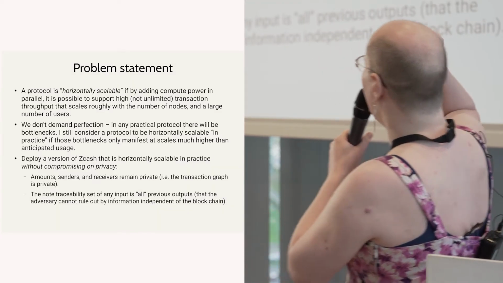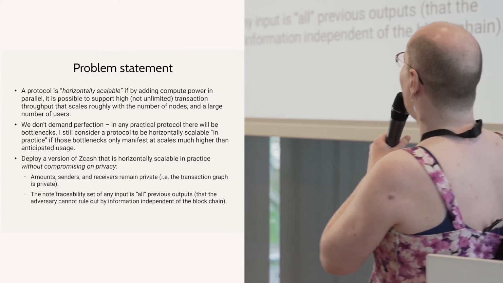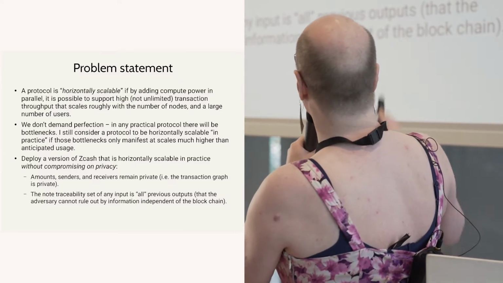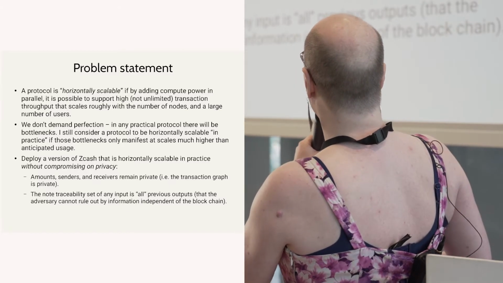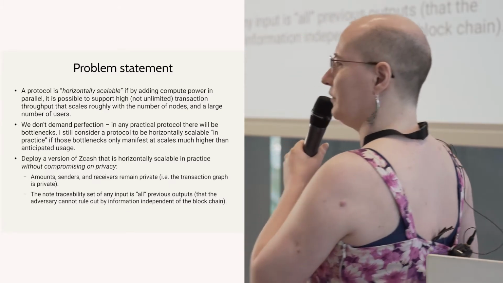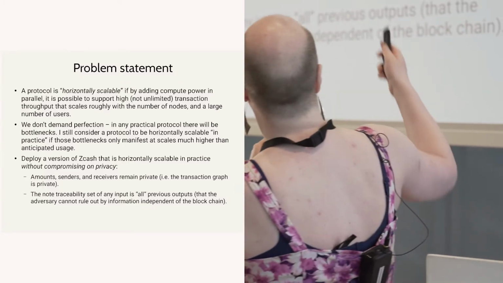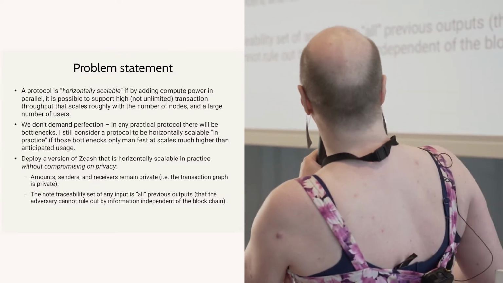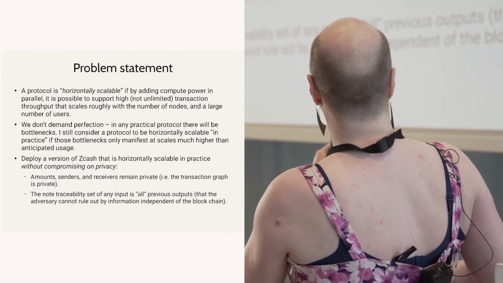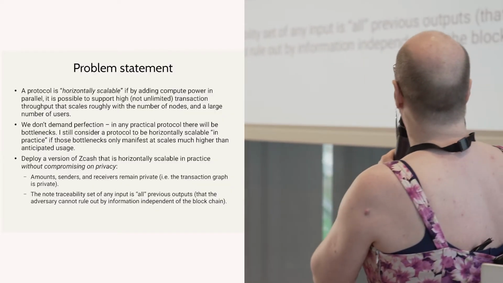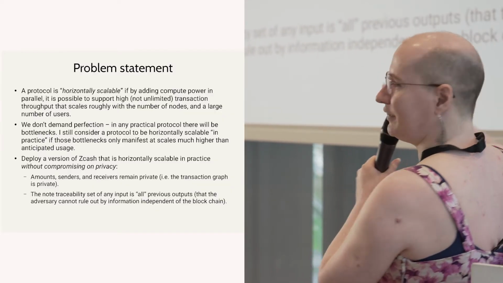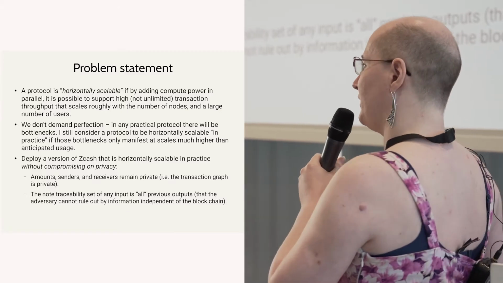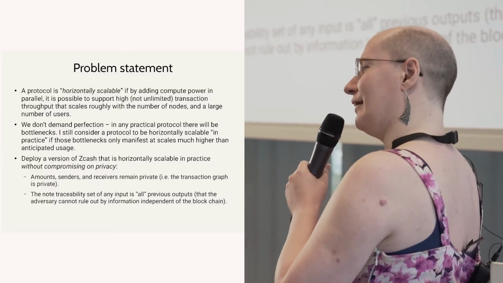So this is what I mean by horizontal scalability. You can add compute power in the form of more nodes and get higher transaction throughput that scales with the number of nodes. There will still be bottlenecks, so eventually you will hit some other scaling limit.